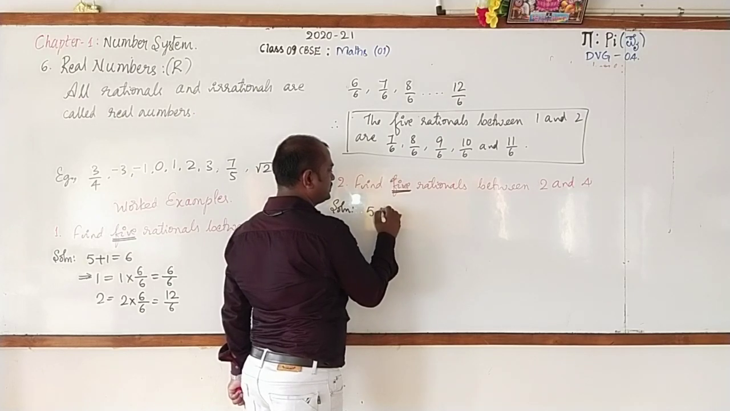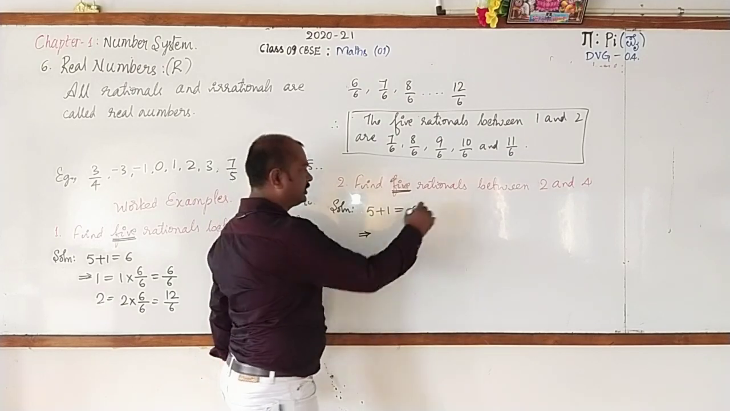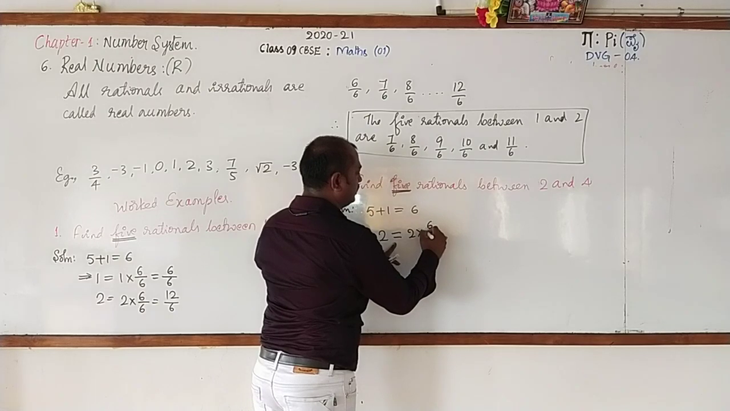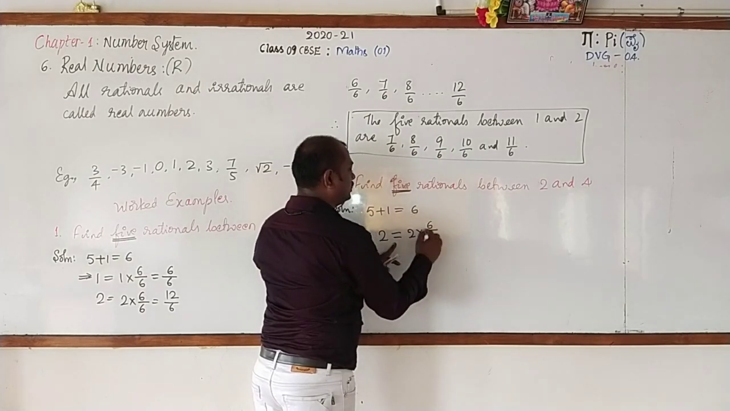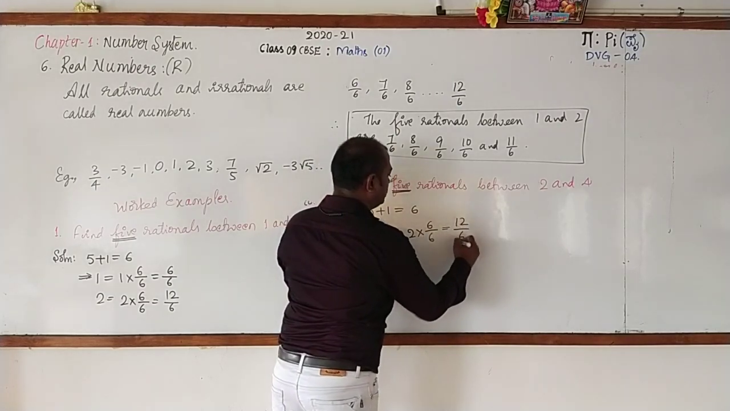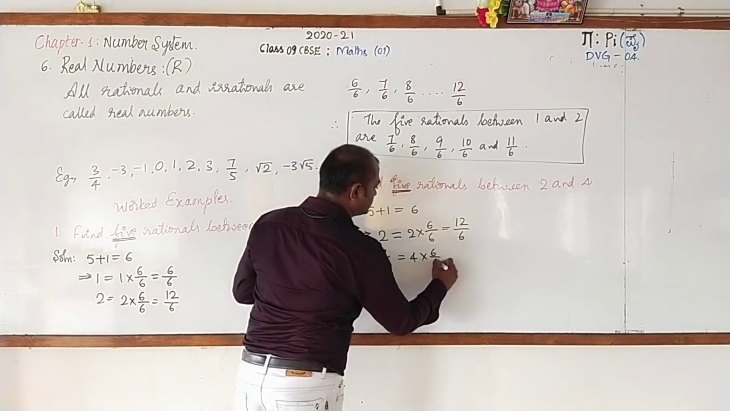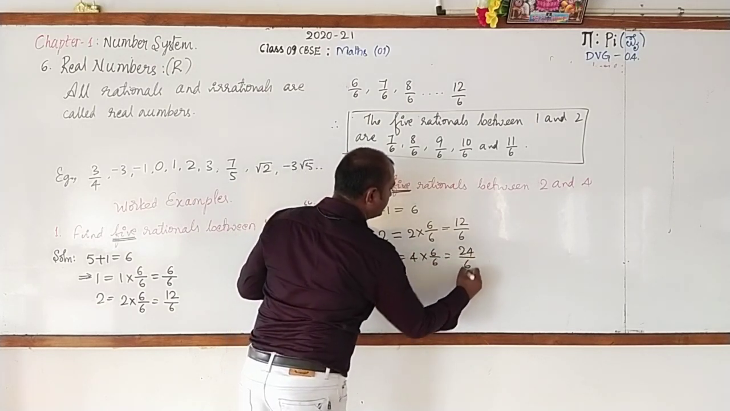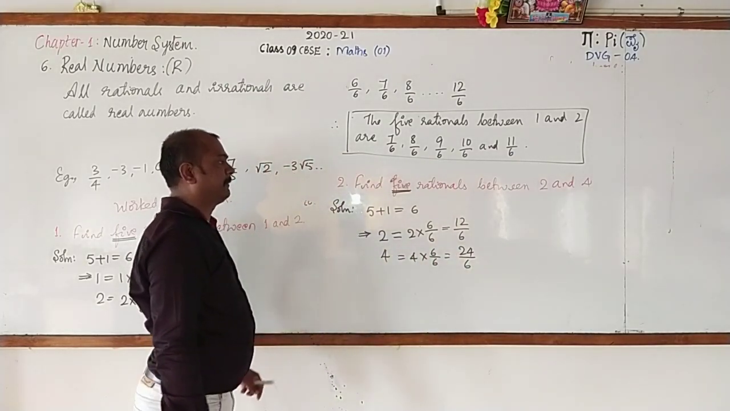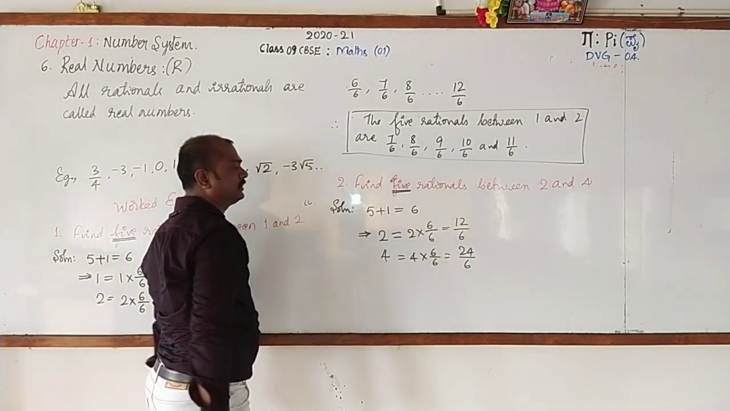Take 5 plus 1, which is equal to 6. Then take the given numbers. The first one, 2, is 2 into, multiply 6 to the numerator and denominator. It will be 2 sixes are 12, 12 by 6. Then the other one, 4. 4 into 6 by 6, it is 24 by 6, because 4 sixes are 24, divided by 6. Then between 12 by 6 and 24 by 6, many are there, let's go for writing.